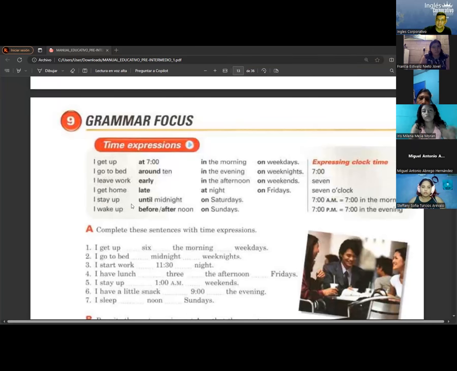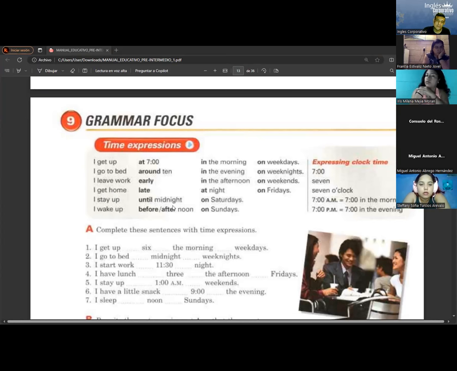Okay, una vez más. At se utiliza, es una preposición para dar a conocer la hora específica. At. Around. Alrededor de una hora estimada. Early es temprano. Late es tarde. Until es hasta. Before es antes y after es después. Ok, I'm gonna read them again. It says, I get up at 7. I go to bed around 10. I leave work early. I get home late. I stay up until midnight. I wake up before or after noon.